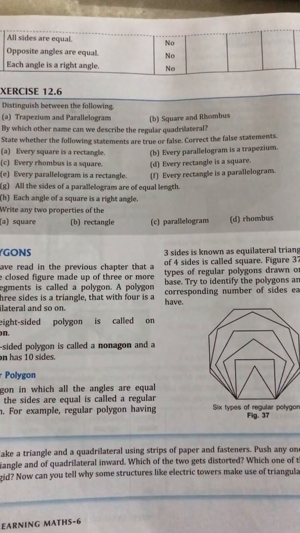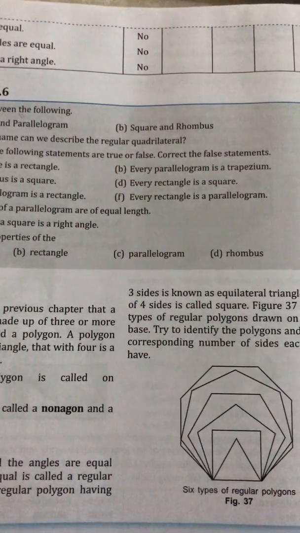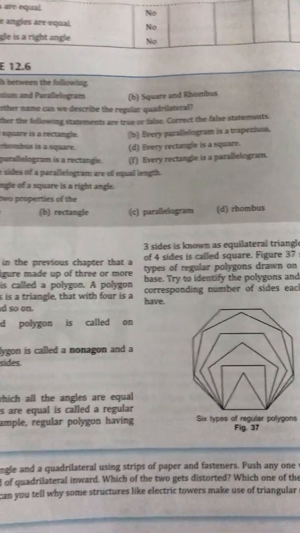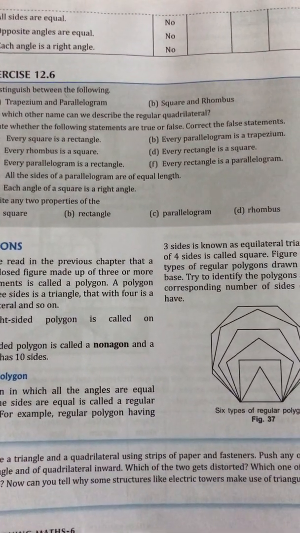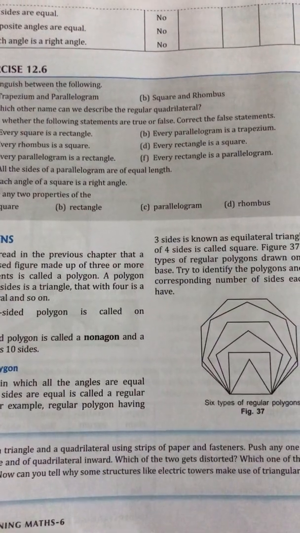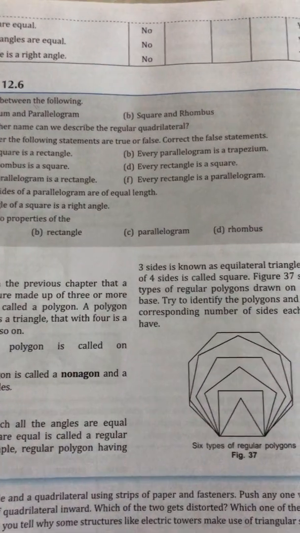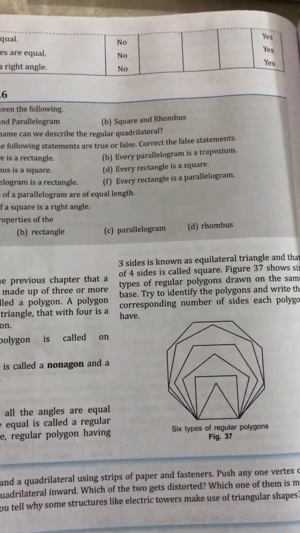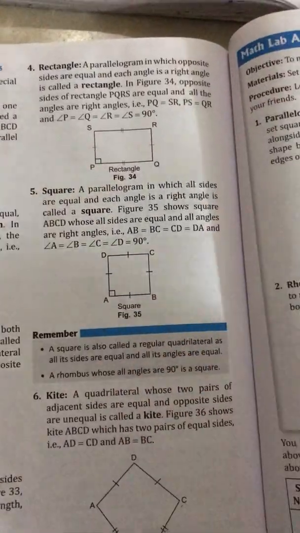E part, every parallelogram is a rectangle. In the E part, it is false. Every rectangle is a parallelogram. We can say like this, because if it is a rectangle, opposite pairs are parallel, so it is a parallelogram. F part, every rectangle is a parallelogram. Now in F part it is true, because if it is a rectangle like this, opposite pairs are parallel, so it is a parallelogram.